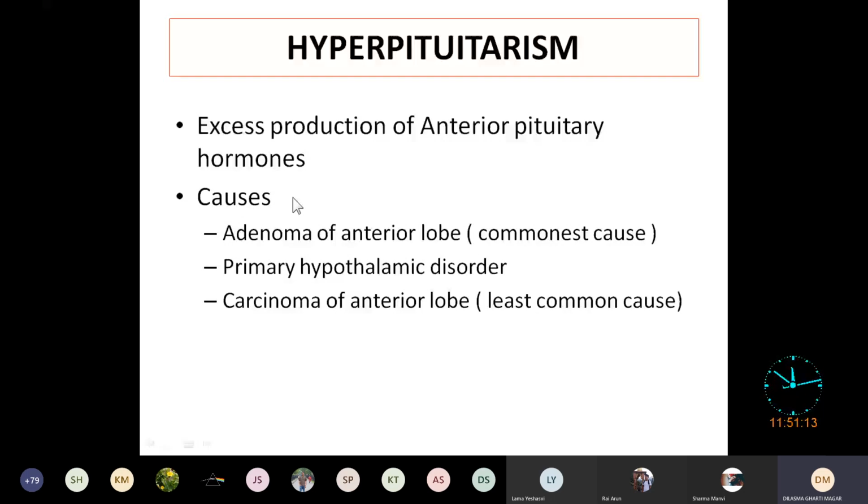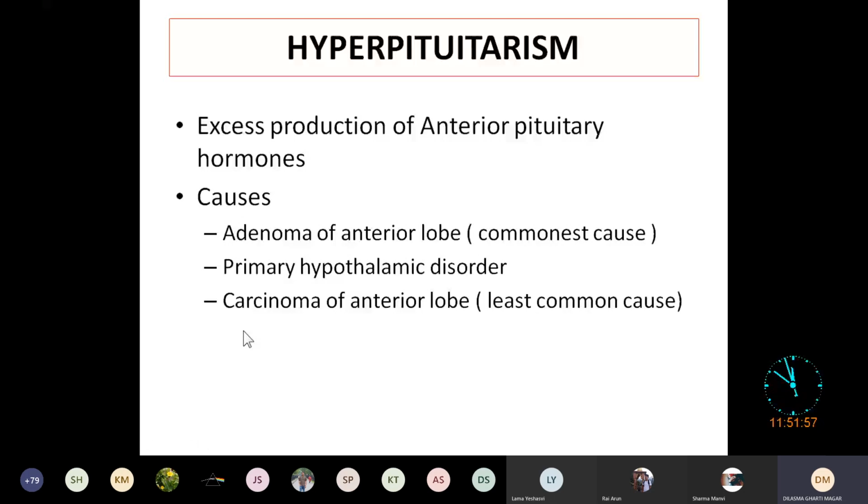Now coming to the causes, the first one is adenoma of the anterior lobe of the pituitary gland. Whenever there is hyperpituitarism, the commonest cause is adenoma. Understood? And sometimes there can be a primary hypothalamic disorder also. Primary hypothalamic disorder means the hypothalamus sends more and more signals, and at that time the anterior pituitary will produce more hormones. So that time also it will lead to hyperpituitarism.